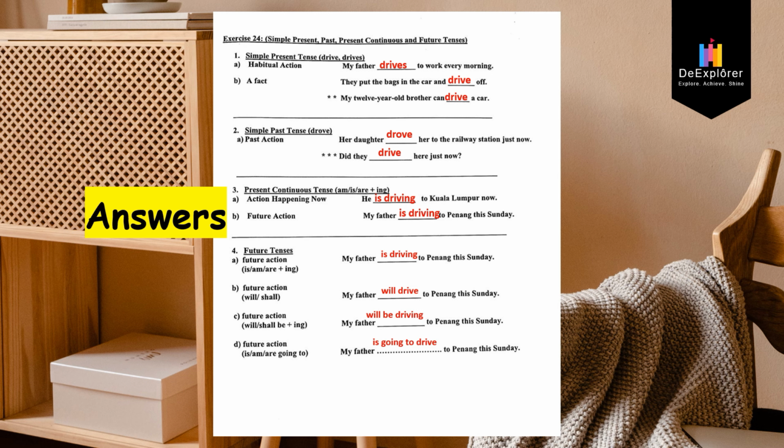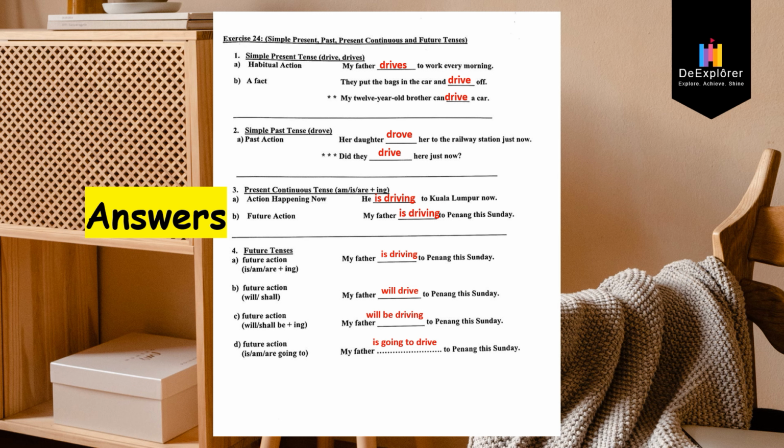Number 2, past tense, past action because of the word just now. So her daughter drove her. The next sentence, did they drive here just now? Did. Okay, ask the question with did. Circle the word did, base form, drive. Number 3, A, action happening now. He is driving. So don't forget your is, driving to Kuala Lumpur now. B, future. My father is driving to Penang this Sunday.